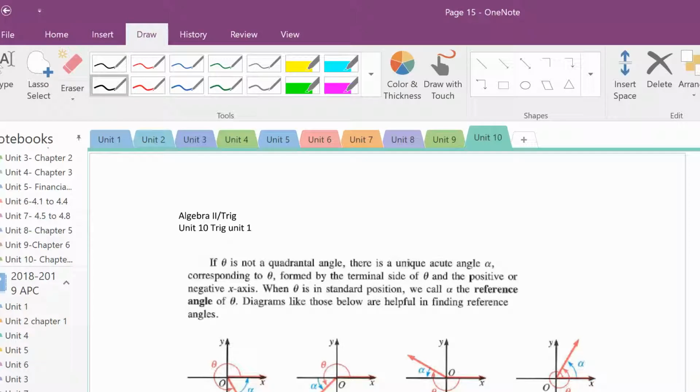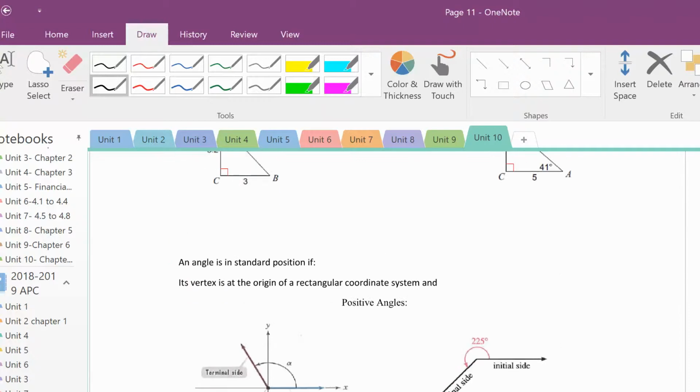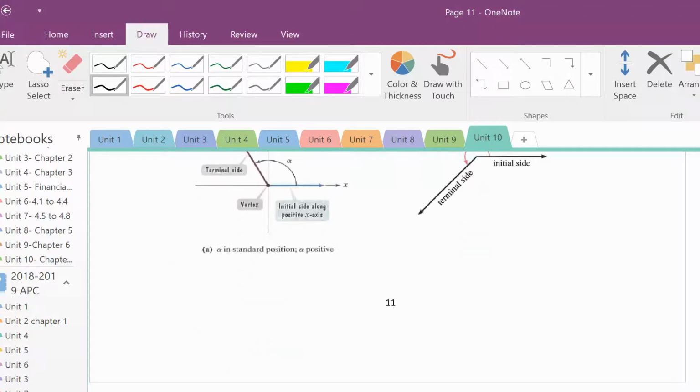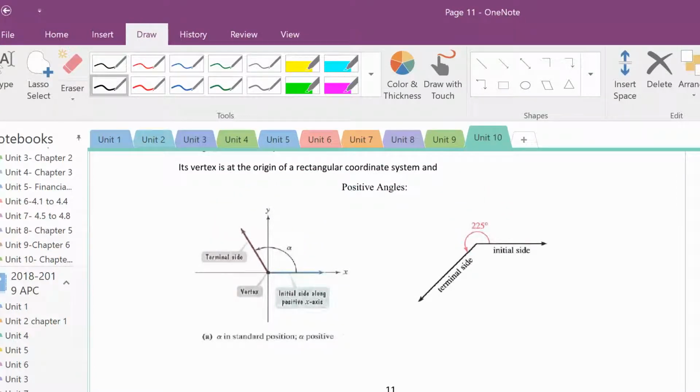Welcome to tonight's video. We're going to start off by talking about angles and how to rotate an angle in standard position. An angle that is in standard position is fixed alongside the origin, and its initial side is on the positive x-axis, and it rotates with its terminal side.